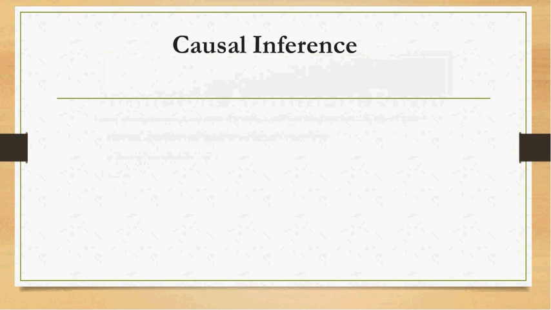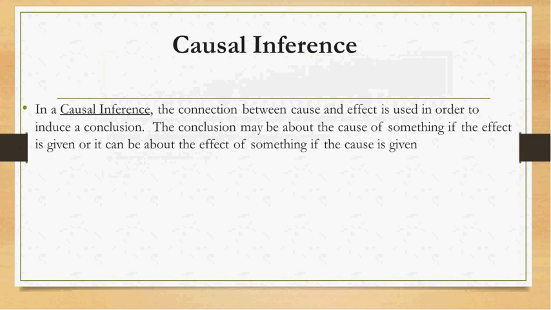Our last type of argument is causal inference. Causal inferences are arguments which are based on the idea of cause and effect. Cause and effect is something that we encounter in our everyday life. We know that certain things cause others to occur. Those are the effects. And we know that when we have certain effects, they are because something caused them to be. Here's the definition. In a causal inference, the connection between cause and effect is used in order to induce a conclusion. The conclusion may be about the cause of something if the effect is given, or it can be about the effect of something if the cause is given. And I'll go ahead and give examples of both.